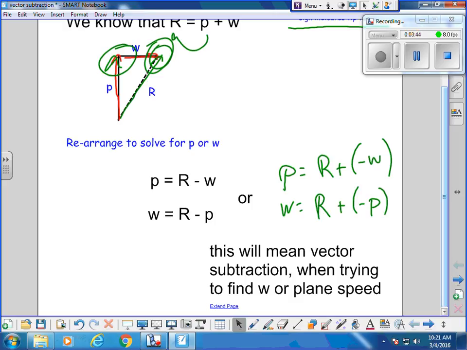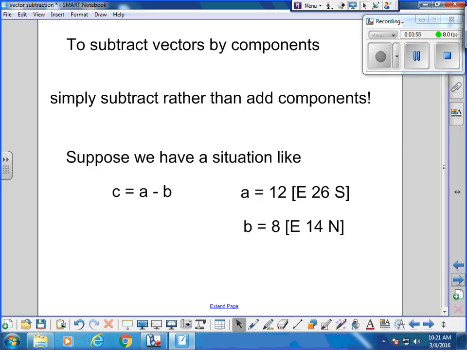Now, quite often on a worksheet, it'll say vector addition and vector subtraction, so it's pretty easy to figure out. But there are instances, maybe on a test or on a review, where you might not see that. So to subtract vectors by components, simply subtract rather than add components. What could be easier than that? So if you got a situation like this, where you got vector C is equal to A minus B, and there's those vectors, how do we subtract them?